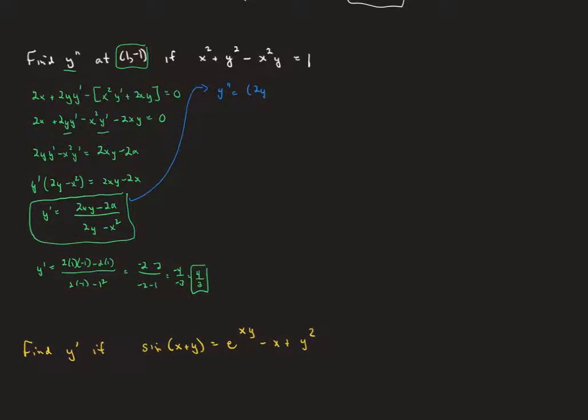So we have the denominator times the derivative of the numerator. So 2xy is going to need a product rule. There's the first times the derivative of the second plus the second times the derivative of the first. And then we get a minus 2 from the negative 2x. So there's denominator times derivative of the numerator minus the numerator 2xy minus 2x times the derivative of the denominator, which is going to be a 2y prime minus 2x all over the denominator squared, which is going to be 2y minus x squared squared.